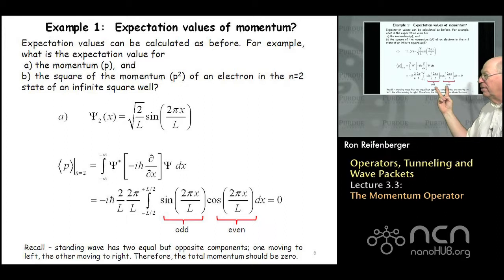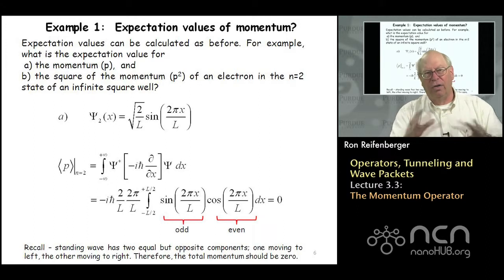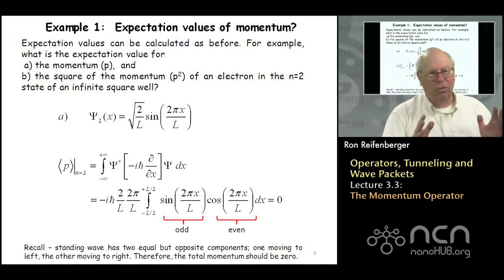And again, this integral is easy to evaluate because it involves the product of an odd function times an even function. And anytime you multiply an odd function times an even function and try to integrate it over a symmetric range of values of x, you're going to get, by definition, 0. And so what this means is that if you put a particle in the n equals 2 quantum state of an infinite square well, and you did measurements to measure its momentum, and if you average those measurements, let's say you have to perform a few hundred measurements to get a good average value, what you would find is that the momentum of the particle on average is equal to 0.